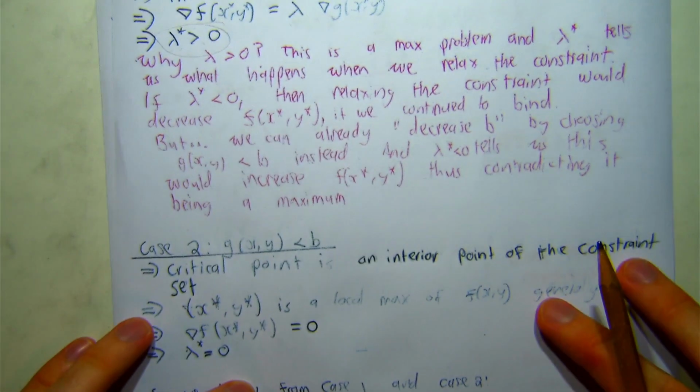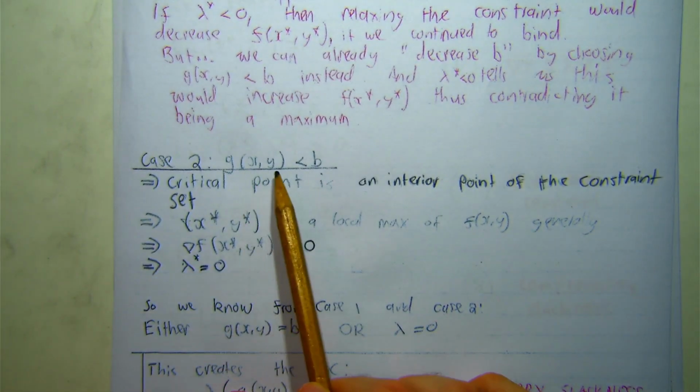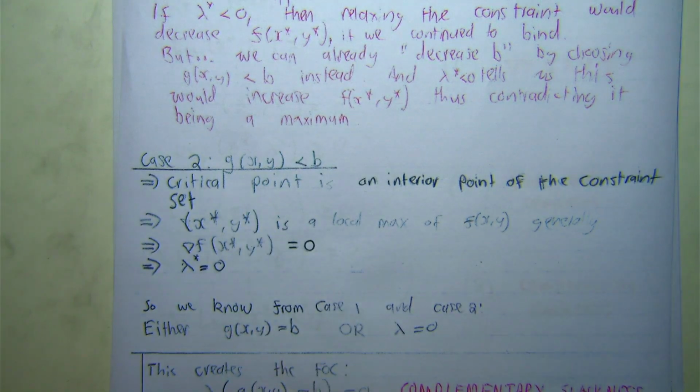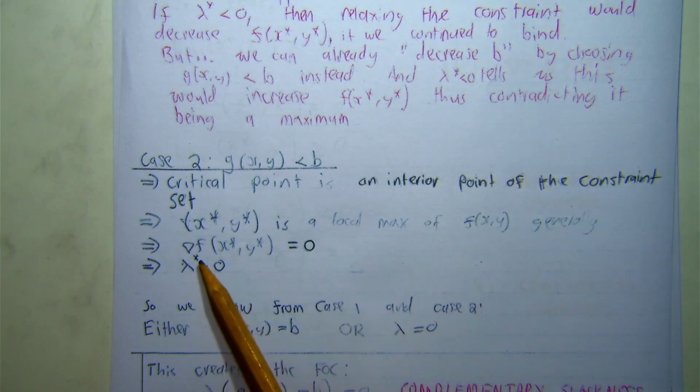Okay, and on the other hand, the other option, the case, is that g of xy is strictly less than b. In this case, the critical point is an interior point of the constraint set. It's a local max of f of xy generally. The grad vector of f is equal to 0, and the lambda is equal to 0 also.